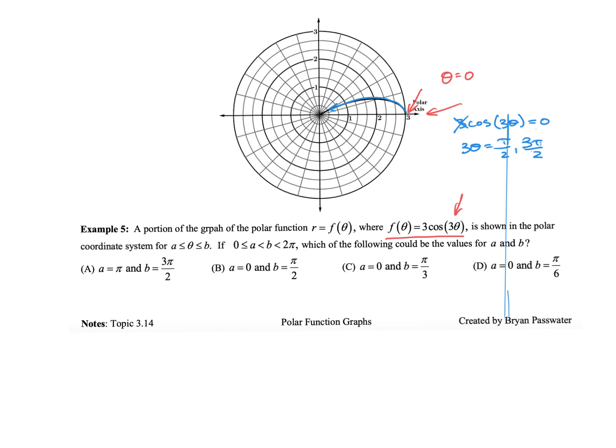And so how do I start solving for theta though? I divide by 3. And so theta is equal to pi over 6. All right? And so guess when it goes back to its pole? At pi over 6. And so that goes from 0 to pi over 6.